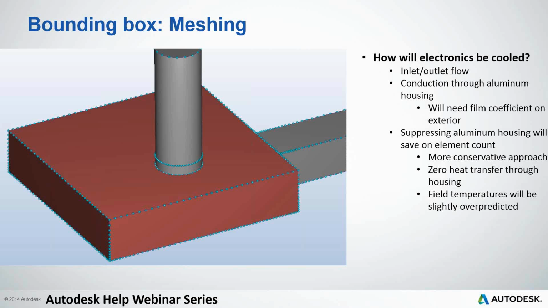So here we're completely relying on heat transfer from the chips to the air, going to the outlet. It's a more conservative approach, and you're going to get results faster because you have less mesh there. It's more conservative because there's going to be absolutely zero heat transfer through it. Of course, with a more conservative approach, temperatures will be slightly over predicted, which is not always a bad thing. It's just important to know.